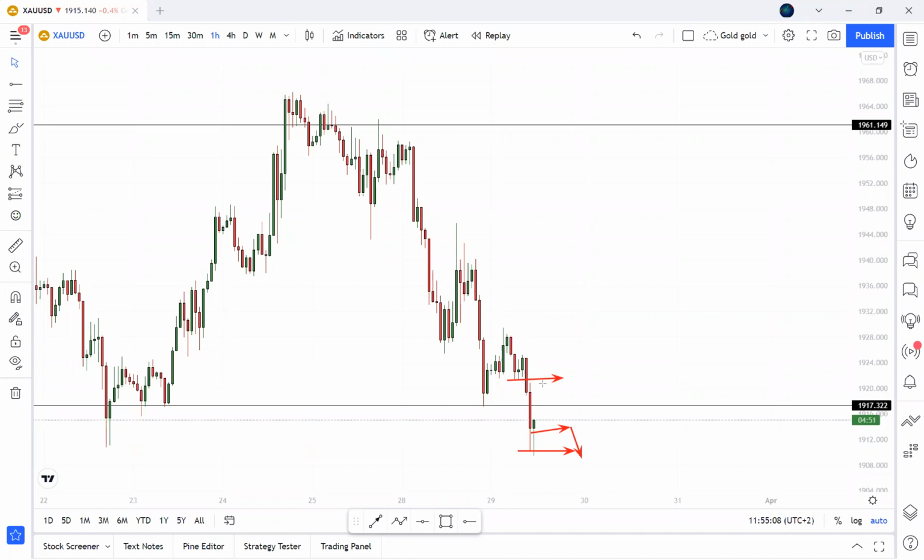You should be waiting for price to give you the formation, because remember, if price has been creating bearish candles, it needs to create some sort of a bullish candle for it to go lower. If price has been creating bullish candles, it needs to create a bearish candle for it to go higher.